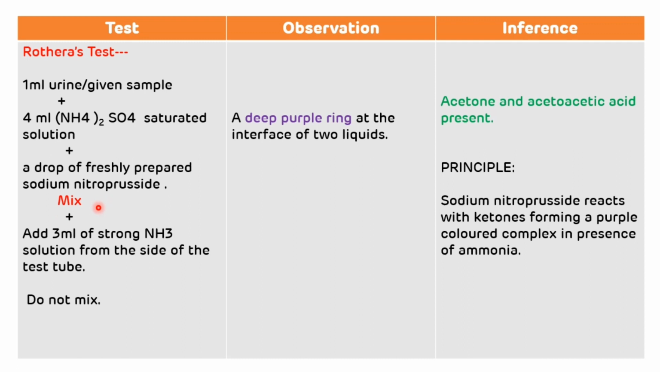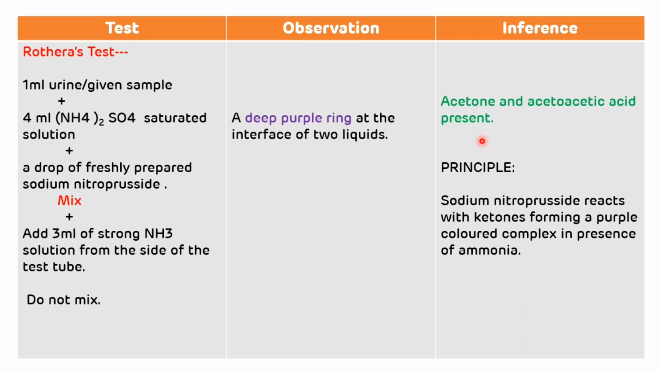In the last, add 3 ml of strong ammonia solution from the side of the test tube and do not mix. If there is a deep purple ring at the junction of two liquids, that means there is a presence of acetone and acetoacetic acid in the urine or in the given sample. Beta-hydroxybutyrate does not give Rothera's test.